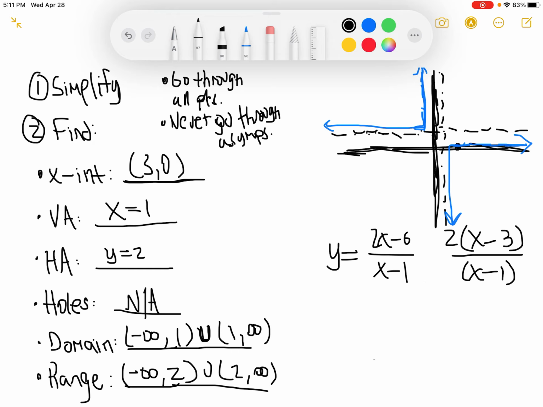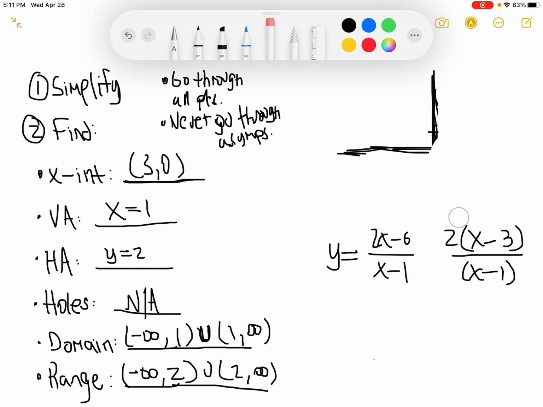Let's look at one more example where we have a hole. Okay, let me erase all the things that I wrote. And I'll just redraw this.